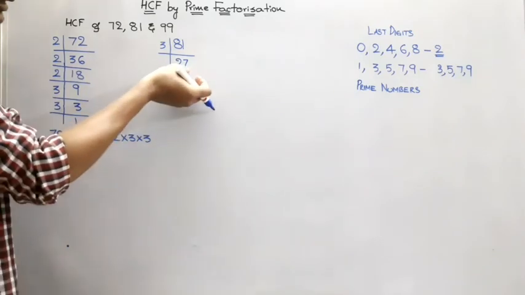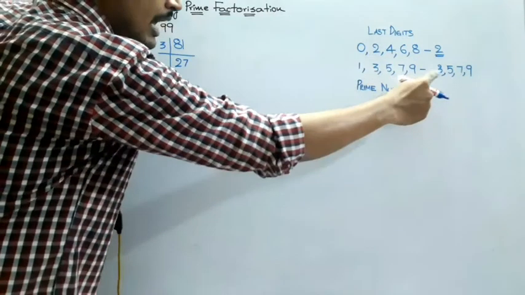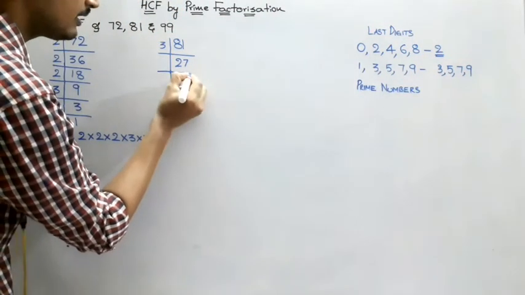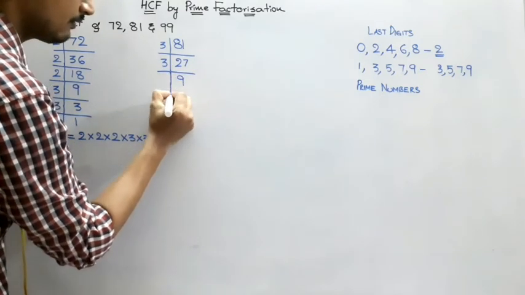Okay, now. What is the last digit of 27? 7. It falls in second group. Hence, we have to check with 3 table first. Can we cancel 27 in 3 table? Yes. 3 9s are 27.